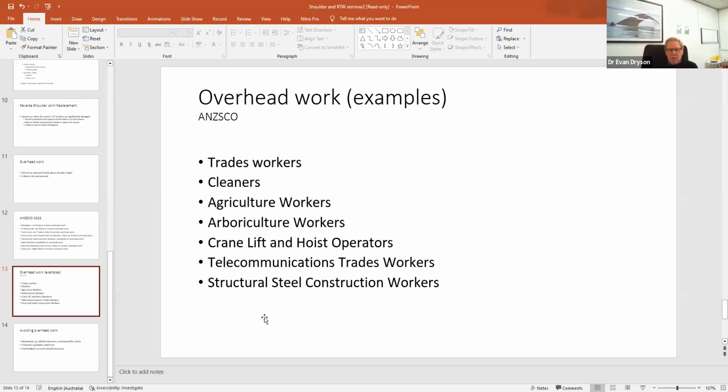Arboriculture workers, that's trees, very likely to involve overhead work. Crane, lift and hoist operators, operating controls, climbing ladders, getting up into a high ladder crane, you have to climb a ladder, so you're going to be raising your arms above your shoulder height. Telecommunications, you might be up a ladder working on a lamppost, fixing wires and so on, so you're going to be raising your arms above shoulder height. Structural steel construction workers, the same comments.